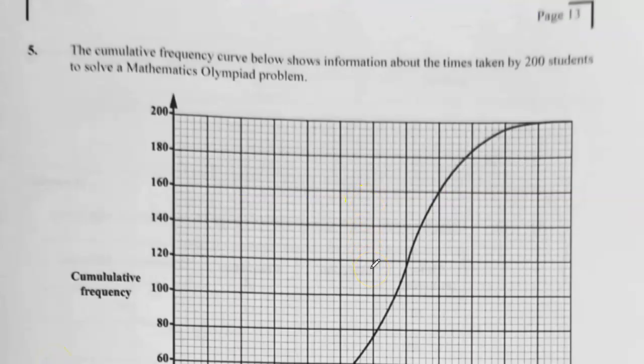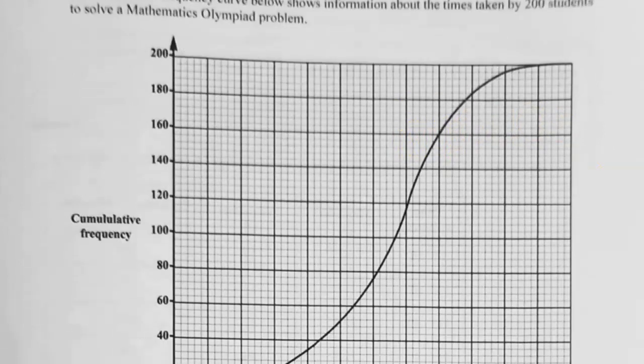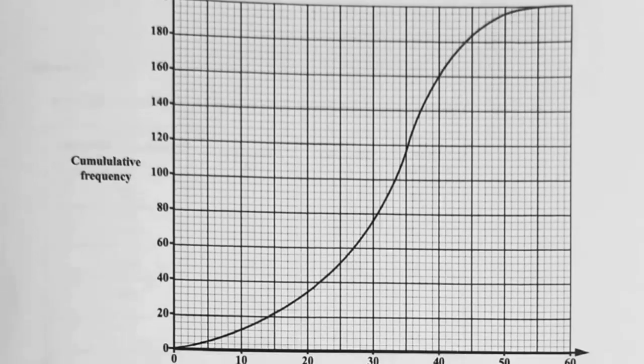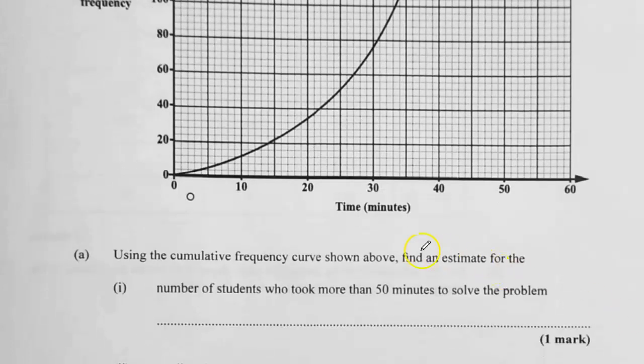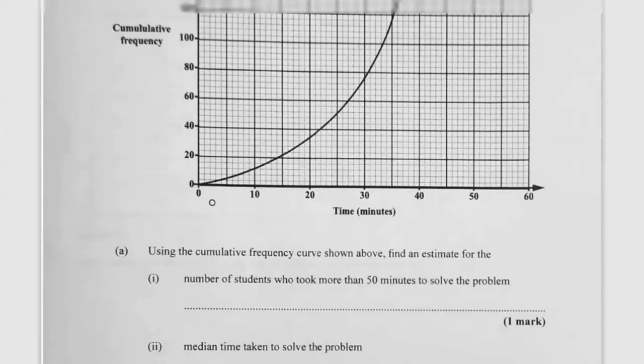Question 5. The cumulative frequency curve shows information about the times taken by 200 students to solve a math Olympiad problem. So here's a cumulative frequency curve, with the cumulative frequency on the y-axis and the time taken on the x-axis. Use the curve to find an estimate for the number of students who took more than 50 minutes to solve the problem. So, more than 50 minutes.